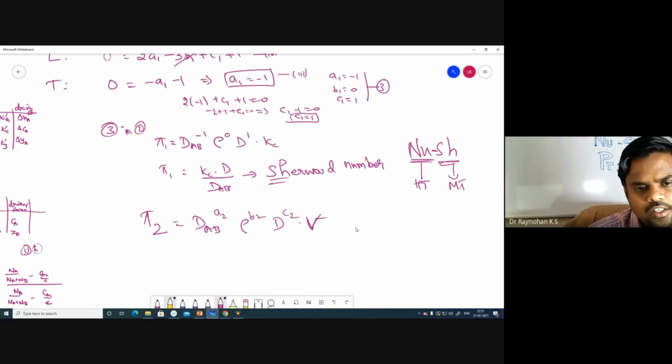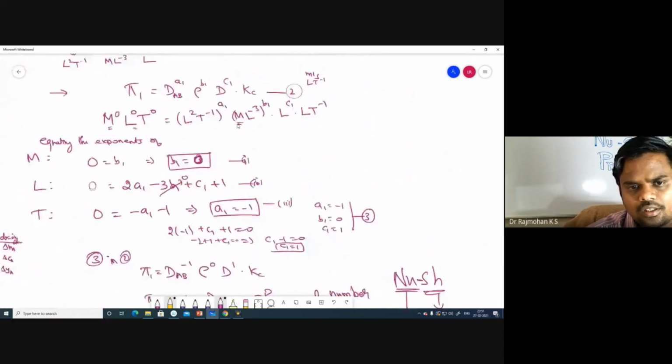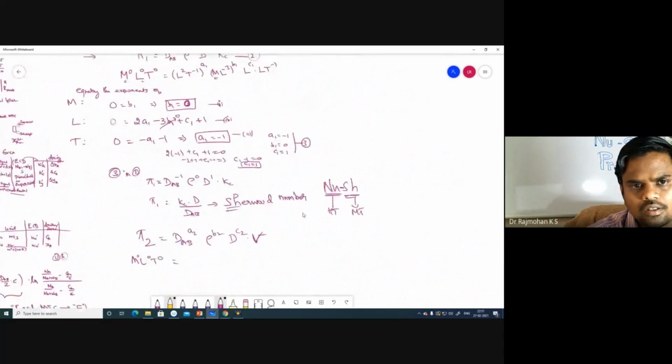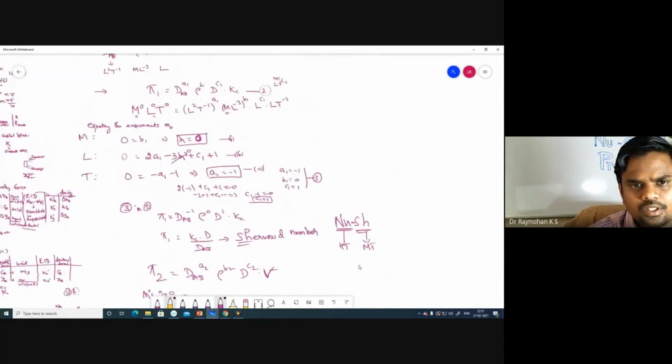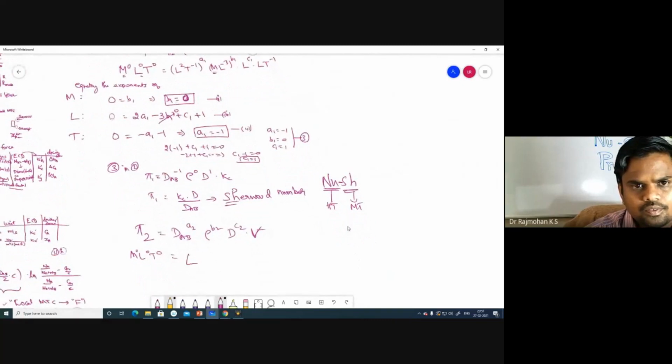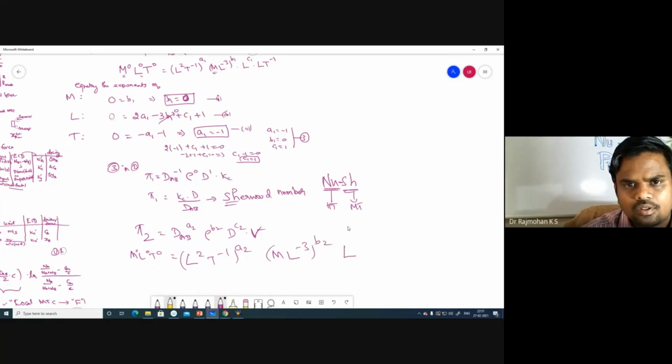So write the dimensions. You can write M power 0, L power 0, T power 0 equal to the same. Whatever we have done here, we have to repeat now. Please repeat the same thing here. So for D_AB units, please write L squared T power minus 1, power a2. Only thing is, here we wrote a1, b1, c1; here we will be writing a2, b2, c2. What is the unit of velocity? Meter per second, that is L T power minus 1.